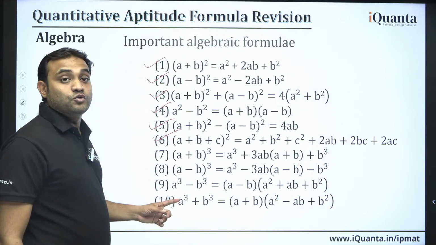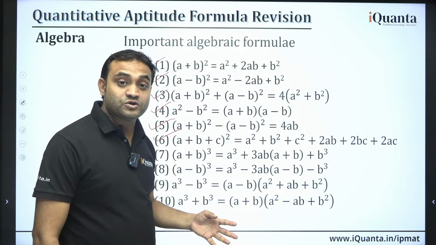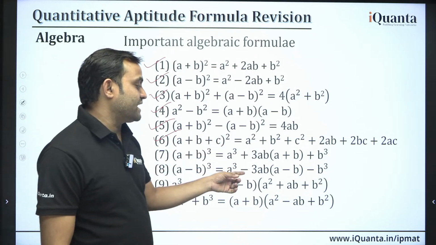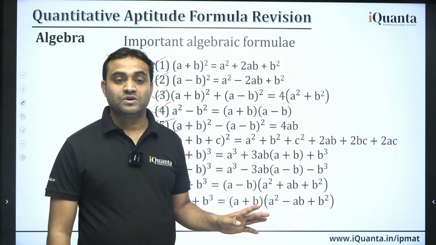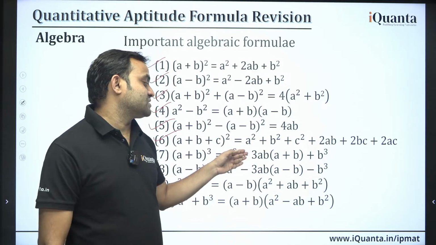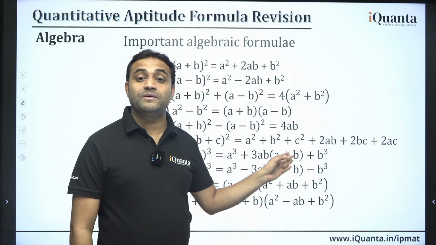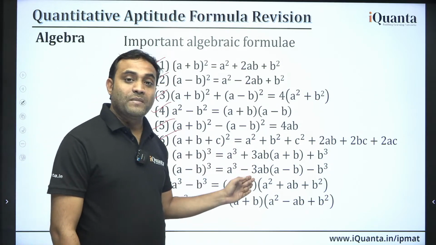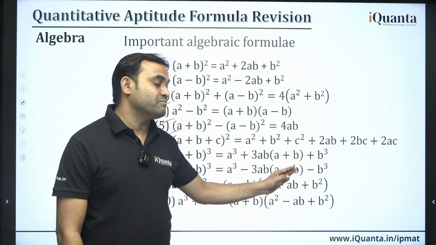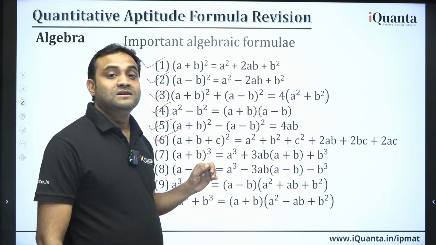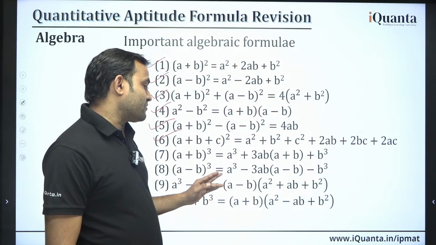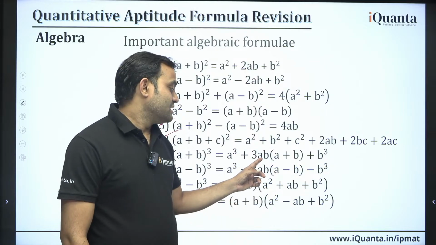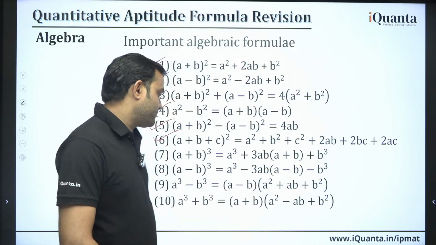And then the cubes, we have many confusions regarding these formulae. So, here it is: (a+b)^3 is a^3 + 3ab(a+b) + b^3. If you expand this, you get a^3 + 3a^2b + 3ab^2 + b^3. Then comes (a-b)^3, which is a^3 - 3ab(a-b) - b^3. Now, if you expand this, you might know this formula in that way, that (a-b)^3 is a^3 - 3a^2b + 3ab^2 - b^3.